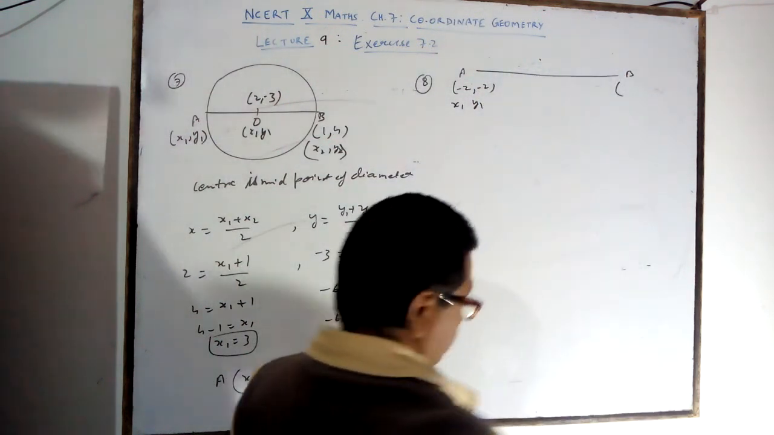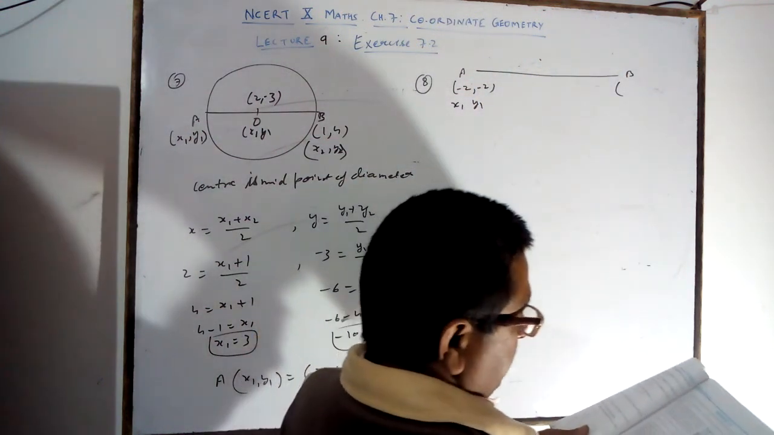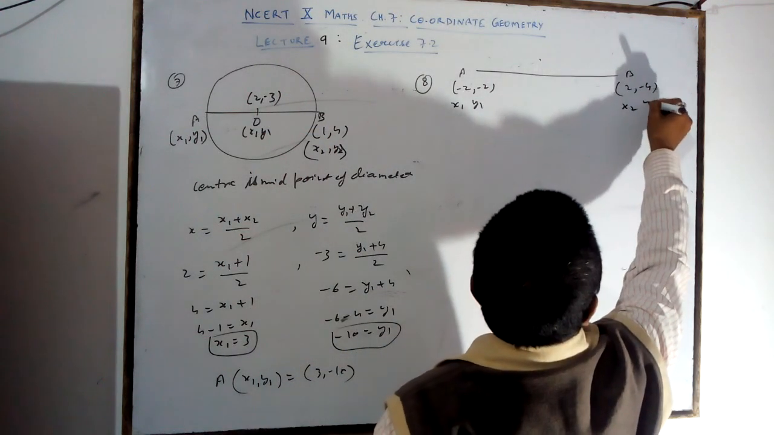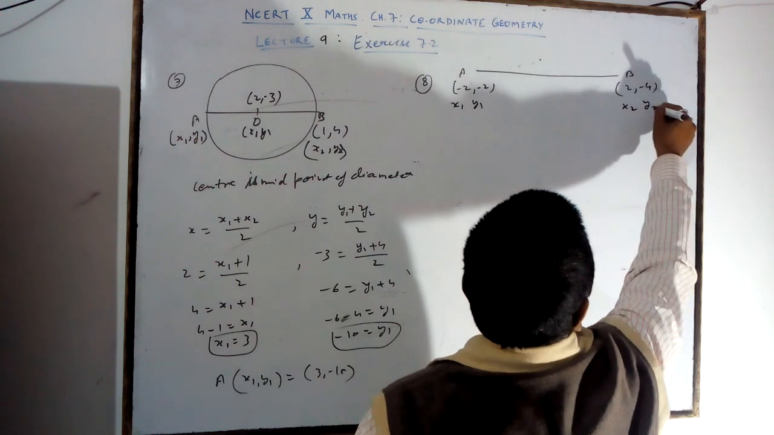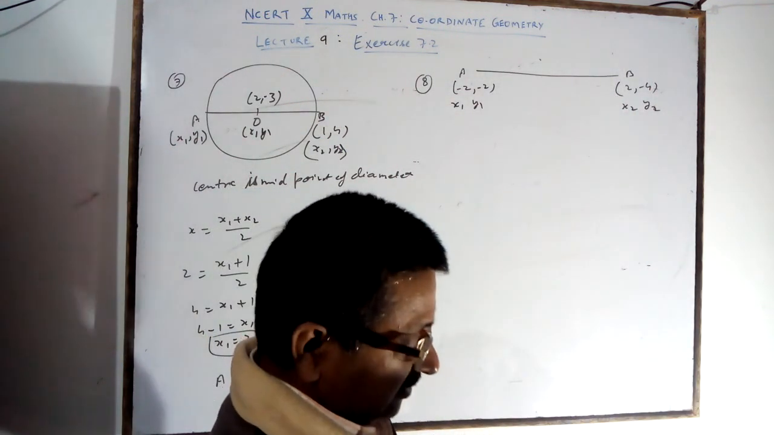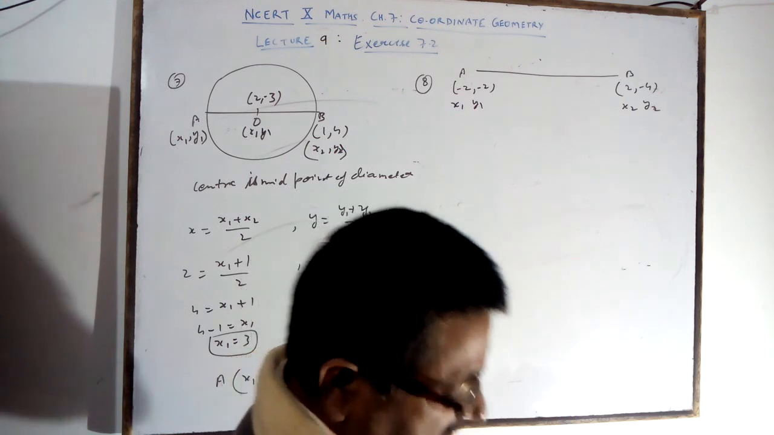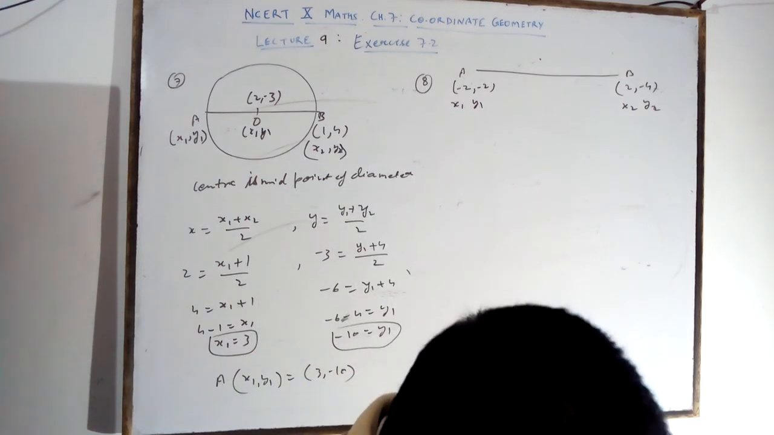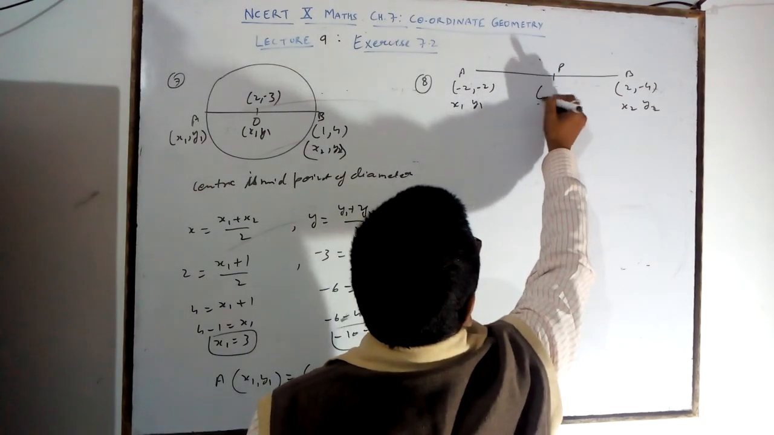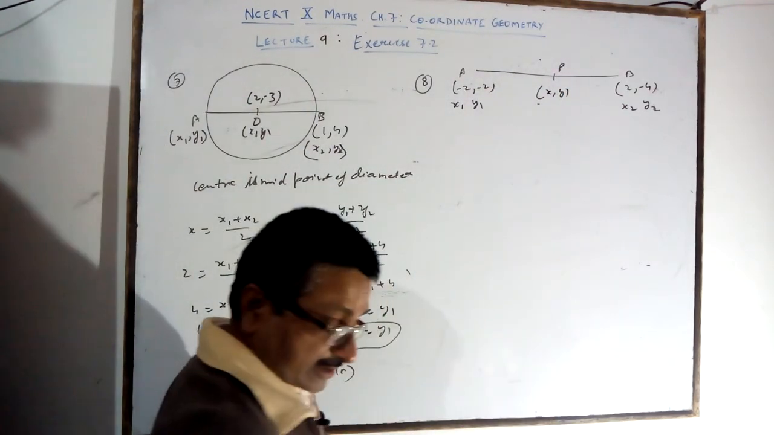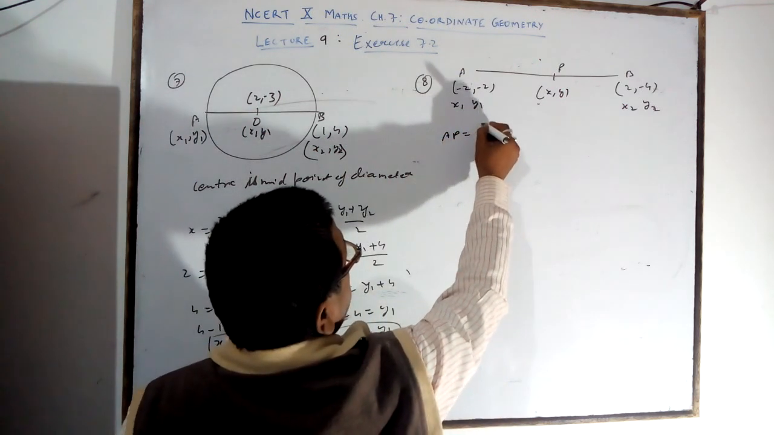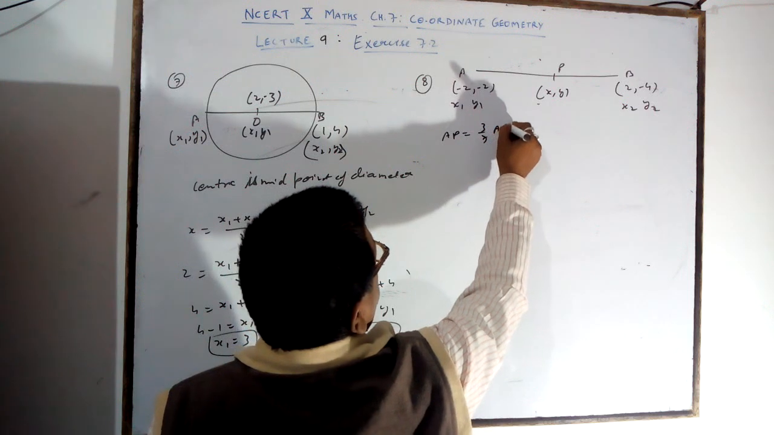B is given as (-2, -4), that is x2, y2. When you write it down, it is very easy. Find the coordinate of P such that AP is equal to 3 by 7 AB. A point P is given, whose coordinate is x comma y, and it is given that AP is equal to 3 by 7 of AB.